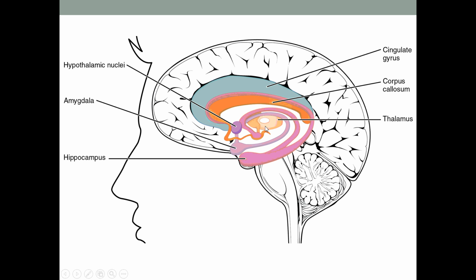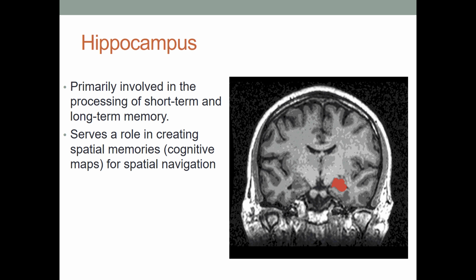We're going to talk about the thalamus. There's the hypothalamus, which we talked about earlier in this unit. And then this big blue region up here, the cingulate gyrus, which we actually don't need to talk about in too much detail. That just happens to be on the diagram as well. So let's start with the hippocampus.